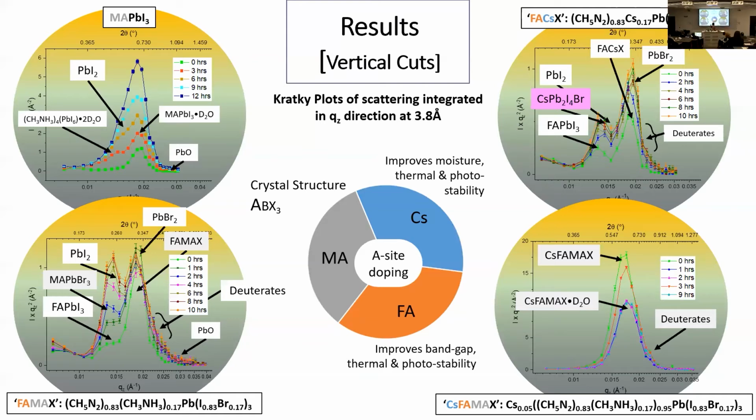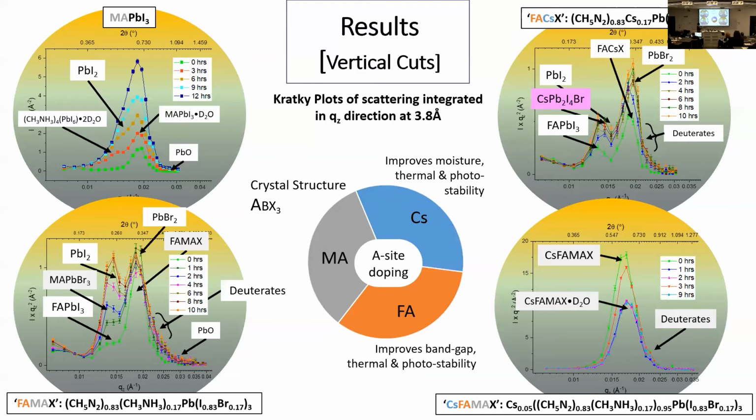Quite unstable, unsurprisingly. It's dominated by a deuterated monohydrate at the first measurement, so that's the green profile at 0 hours. And then after that, you see the production of dideuterated MAPI and lead iodide.